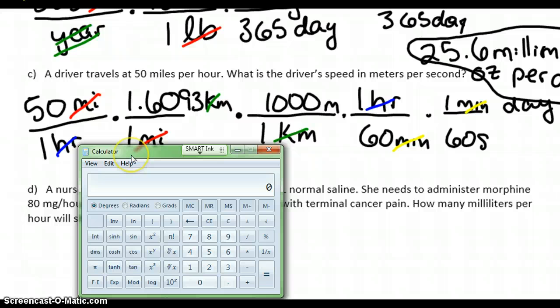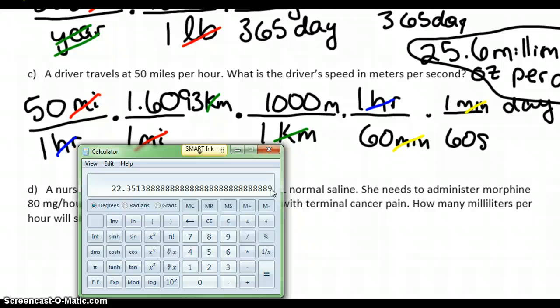Okay, so to multiply all the numbers on the top, 50 times 1.6093 times 1,000. Okay, I'm going to go ahead and hit divide by 60. Divide again by 60. Let me fix that real quick. I accidentally hit the plus key. Okay, I got it typed in there better this time. So 50 times 1.6039 times 1,000, divide by 60, divide by 60. When I hit enter, it's going to compute the entire answer here.